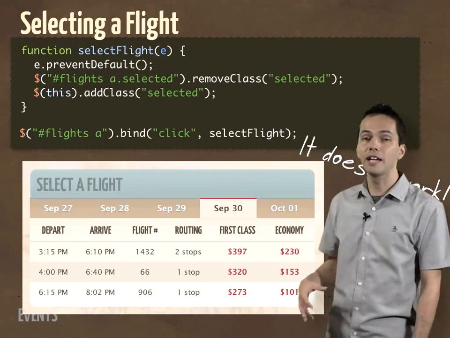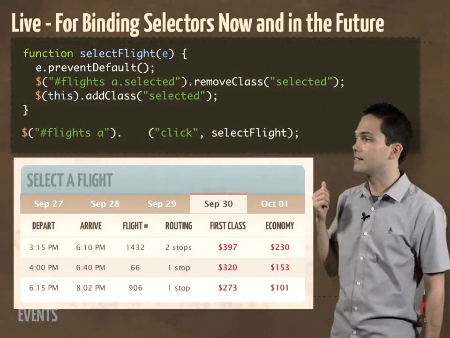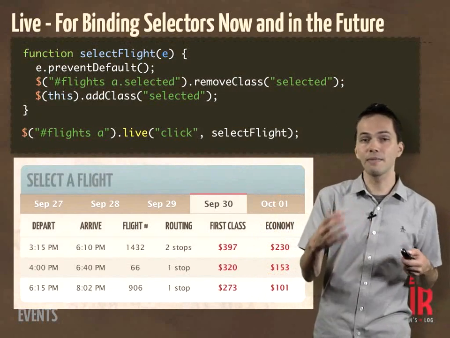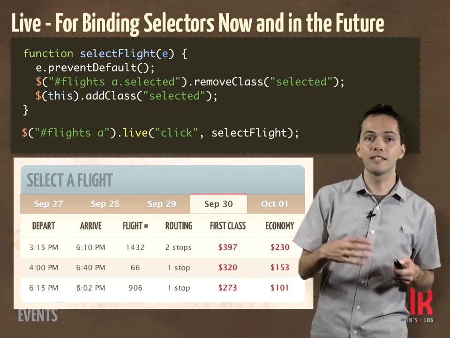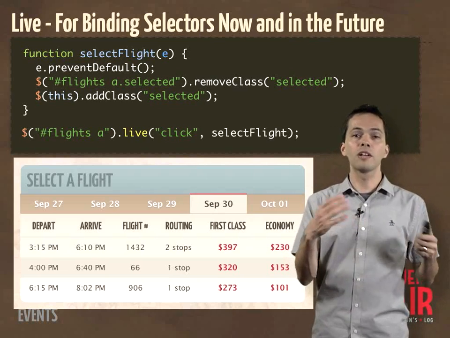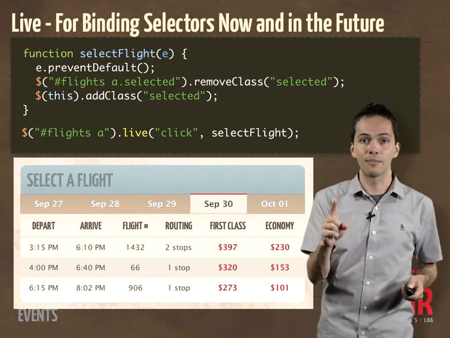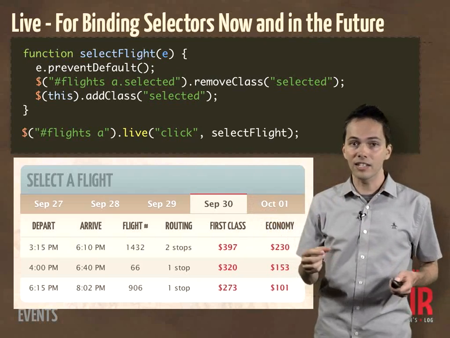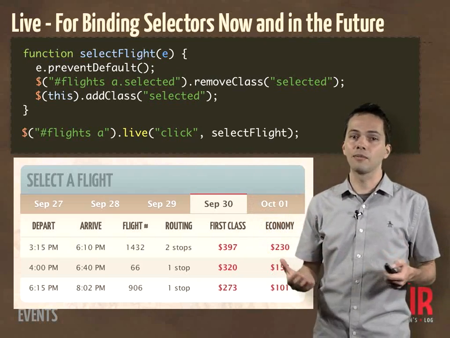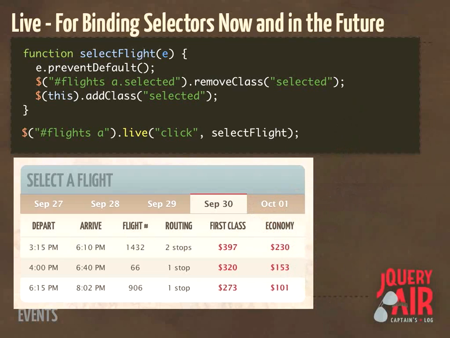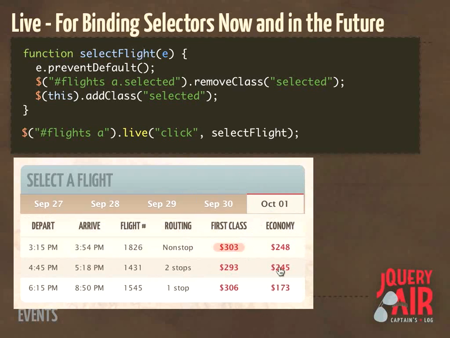That's because we shouldn't be using the bind function. What we should be using is the live function. Because we're loading in that flight data dynamically using Ajax, we need to have it look for that event, no matter what's on the page. What bind does is it goes through, it only hooks onto that event one time. What live does is it looks for that selector, and whenever it finds that, whether it's now or in the future, it's going to properly catch that event and call the right function. So if we jump back into our browser, we can now click on the different prices and select our flights.